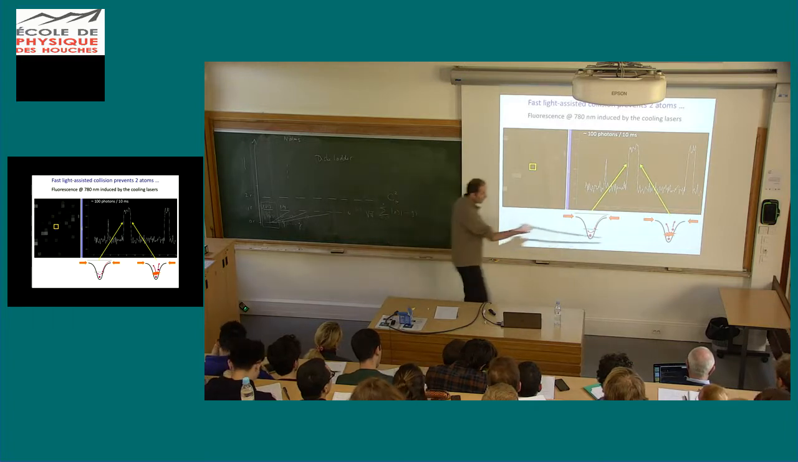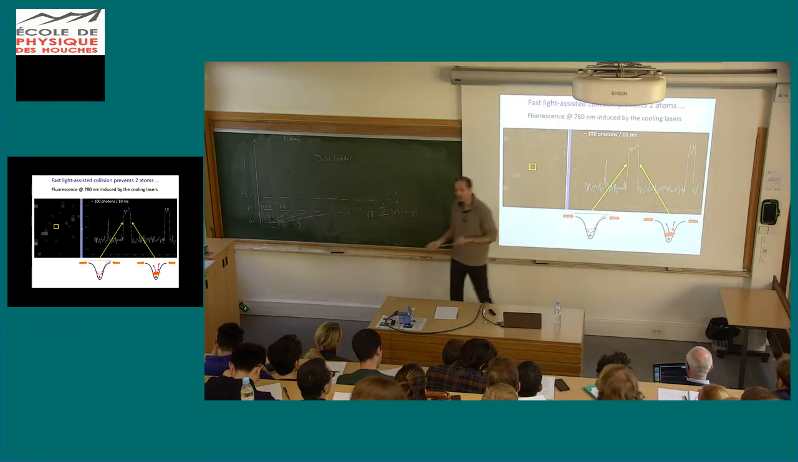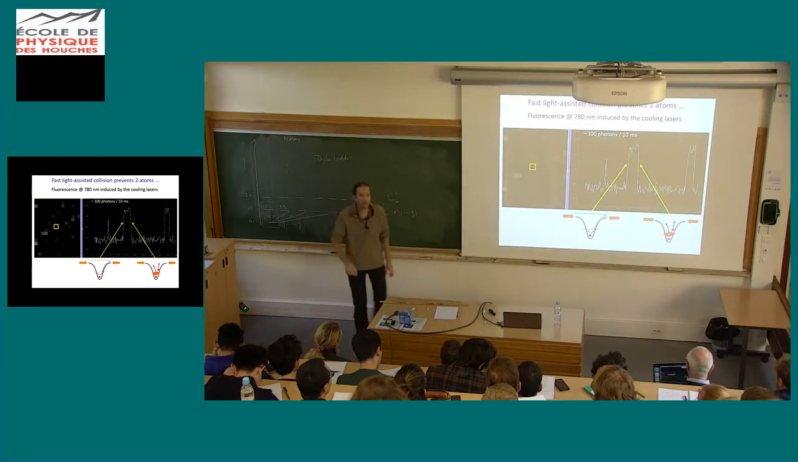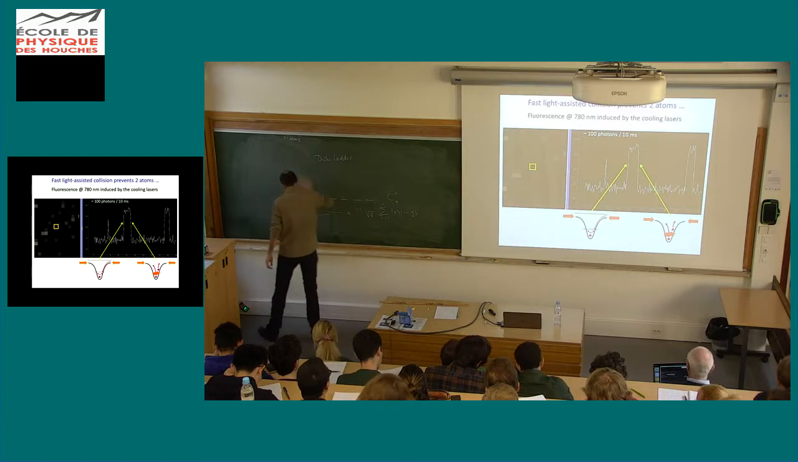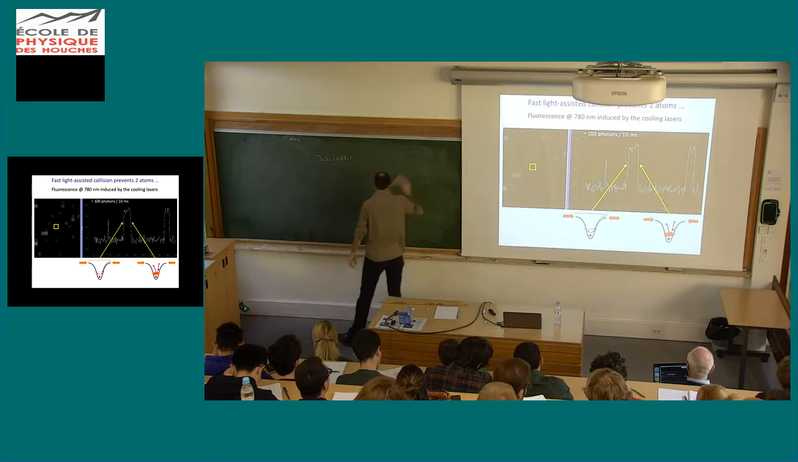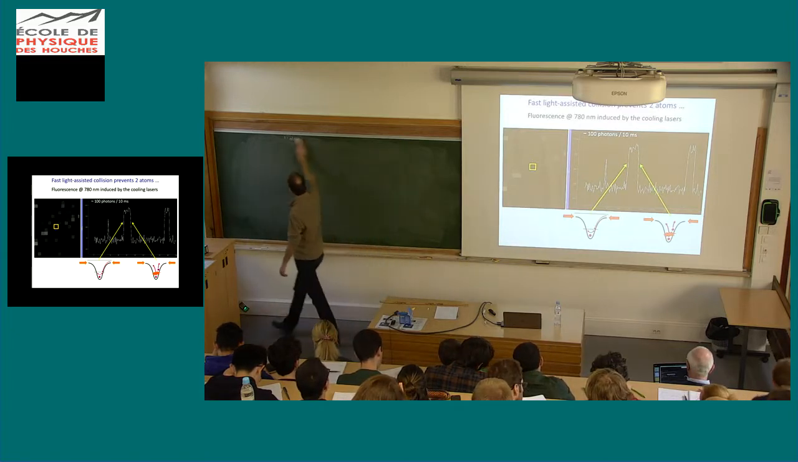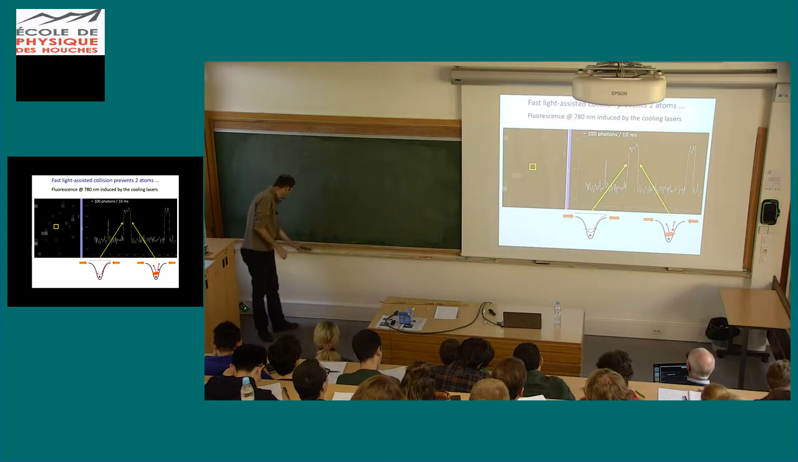What is the mechanism of this collision? It's actually nice because it uses the dipole interaction I explained to you yesterday. So let's consider the potential curve that we have derived from our toy many-body model of two-level atoms.